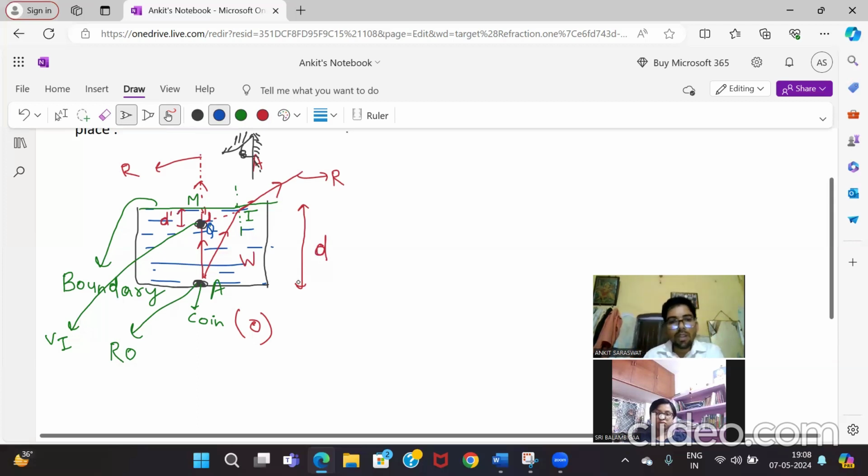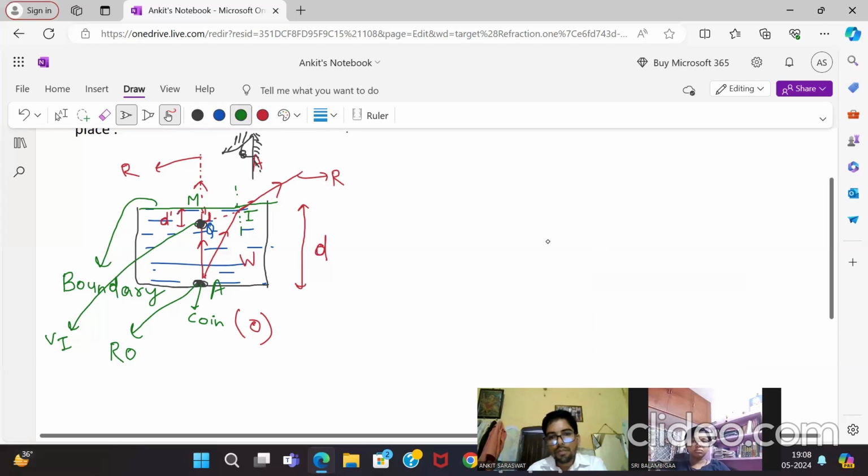So these rays, just see this very carefully. This is the boundary, and if I place any coin here, this is the coin. Now one ray is going like this. It is going like this. See this very carefully. And this ray is going like this.